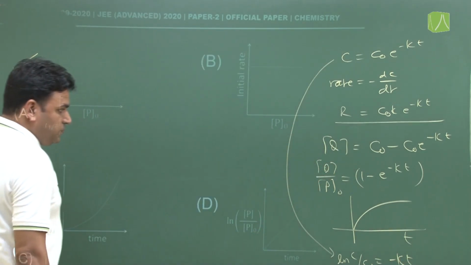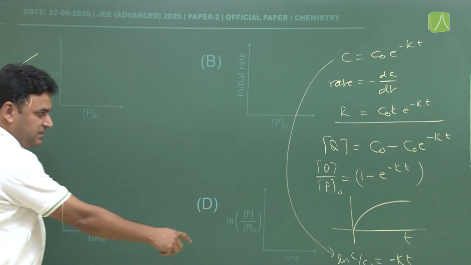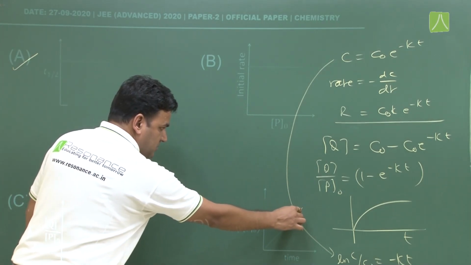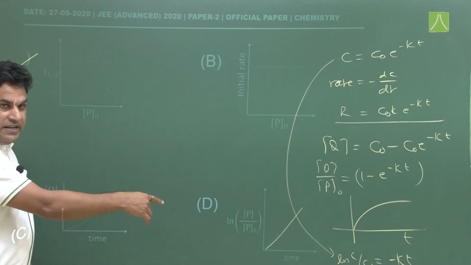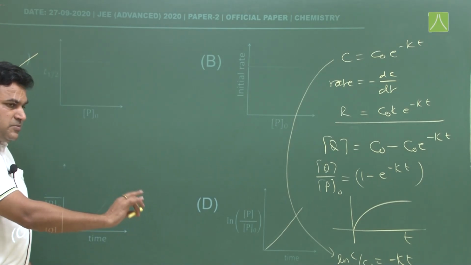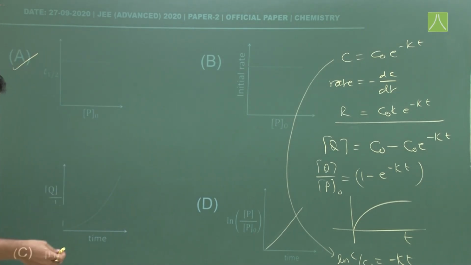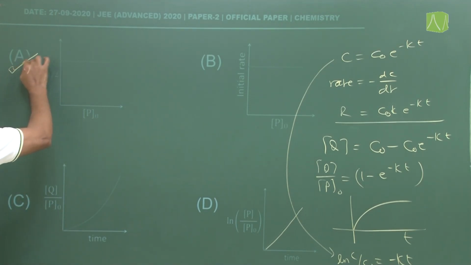So this graph should be ln of C upon C naught is minus KT, but this minus KT graph is not going to be this straight line. So this straight line graph will also ultimately turn out to be wrong. So though it's a multiple correct question, only one option is coming out to be correct.